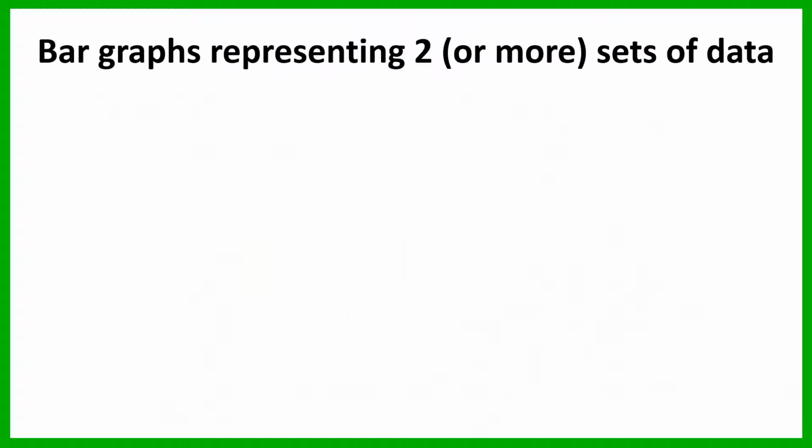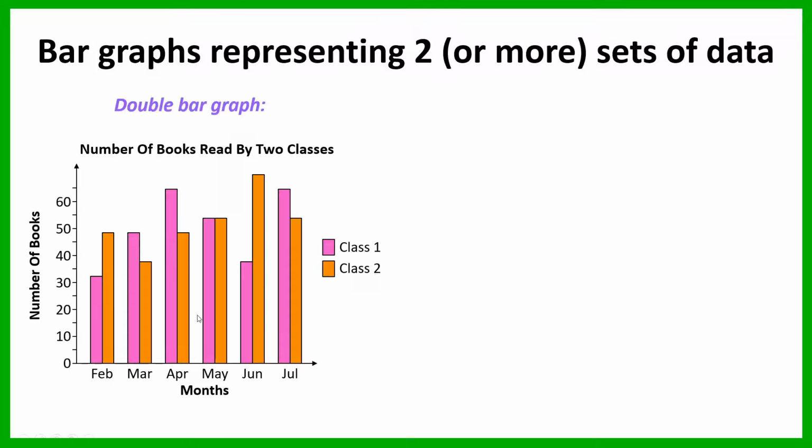You can also draw bar graphs representing two or more sets of data. The first type of bar graph that we can do this with is a double bar graph, where you have bars grouped like this next to each other. So here I've got class 1 and class 2, and I'm comparing how many books class 1 read compared to class 2 in each of the months.